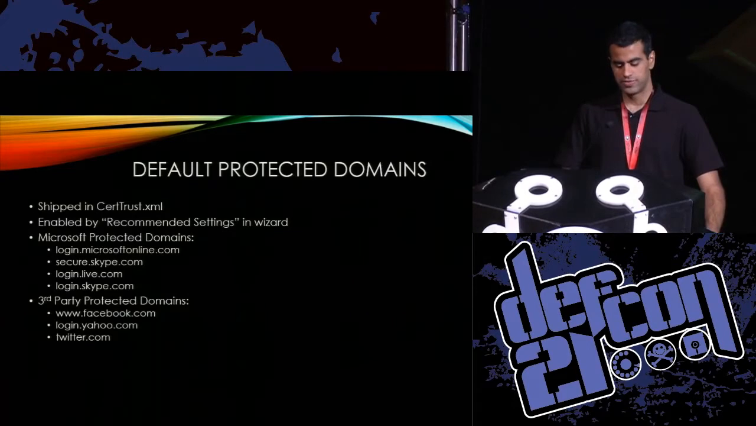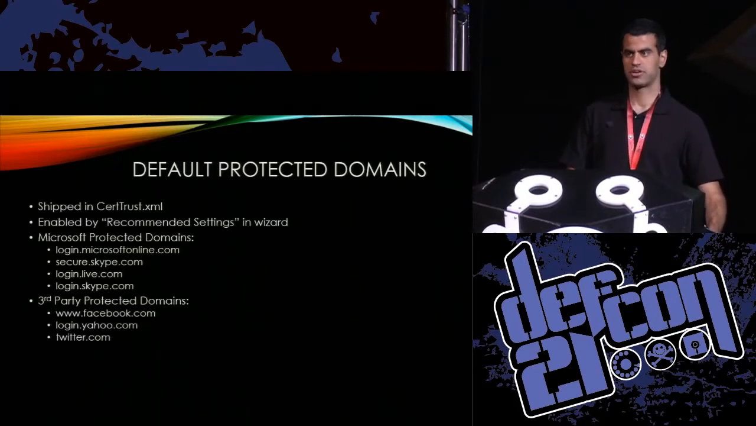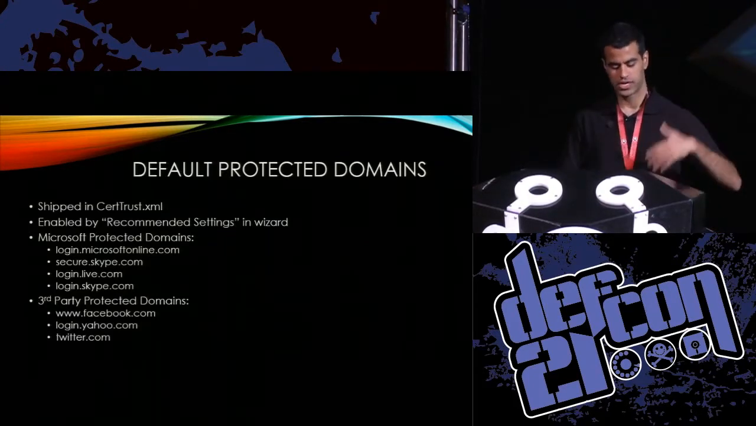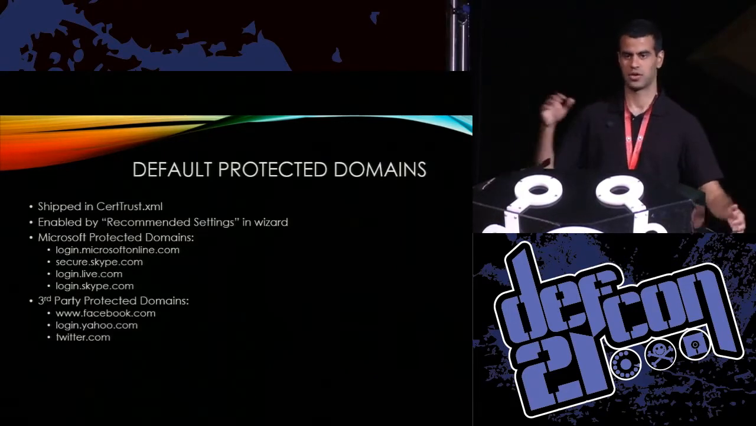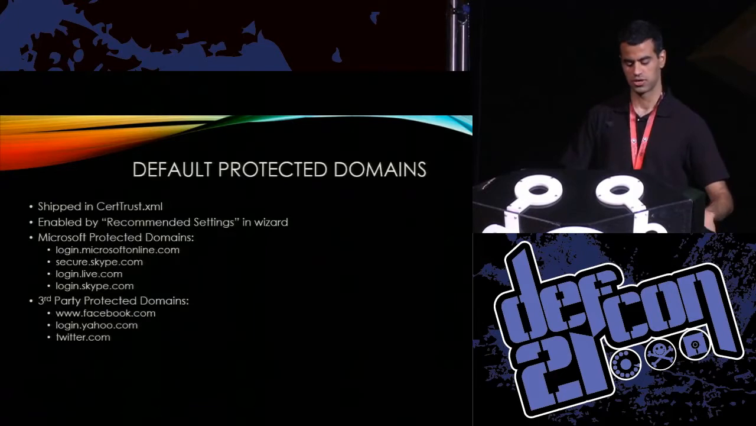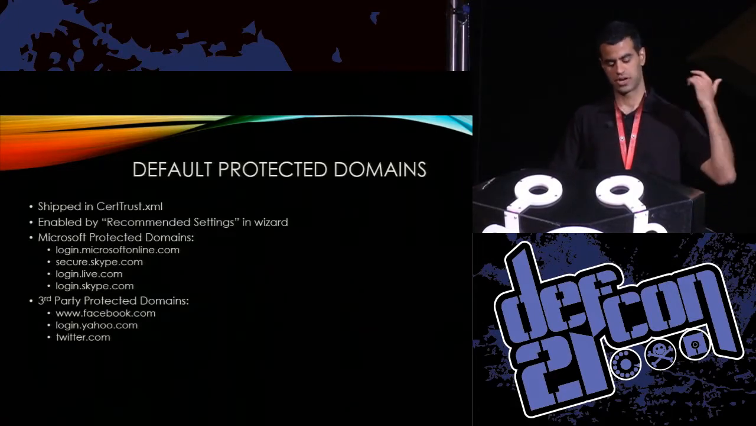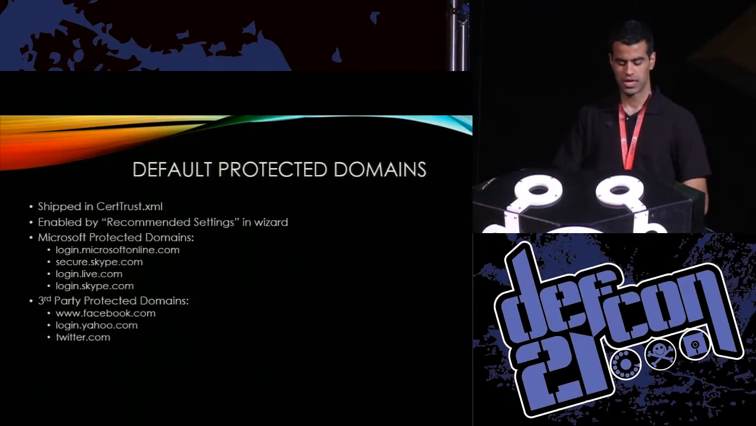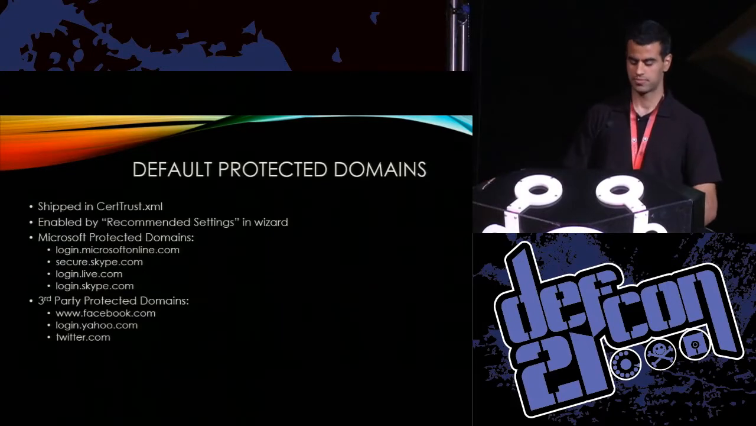So here are some of the default protected domains that ship with EMET. This is in the cert trust.xml. These are both third-party and Microsoft domains and sites. As you can see, like Twitter, Facebook, Yahoo. Those are other companies that wanted to cooperate and be in this with us. So shout out to them. This is various domains that we're pinning to, and this can be configured by the wizard in EMET.